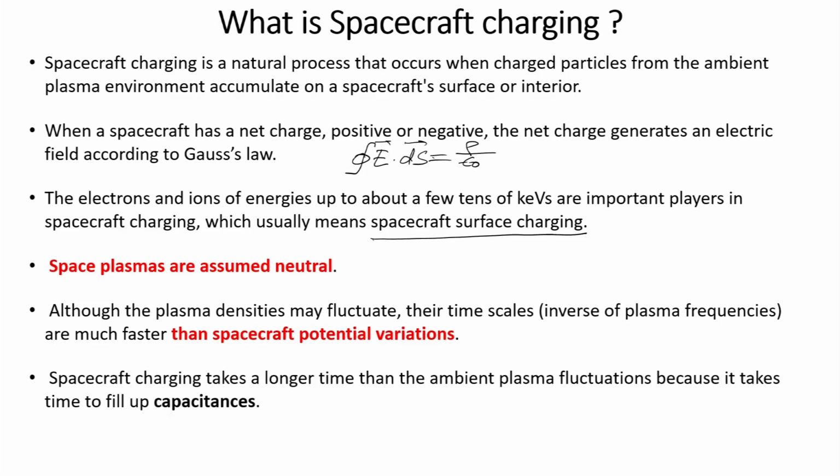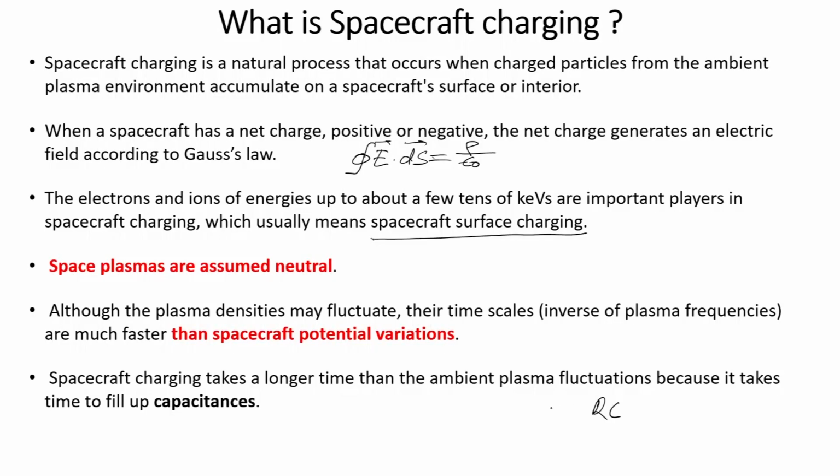So, what I mean to say is that spacecraft charging takes longer than the ambient plasma fluctuation, because it takes time to fill up the capacitor. We will consider the spacecraft itself like a capacitor. Whenever you charge a capacitor, there is a time constant, so it cannot be charged instantaneously. It will depend on the damping. It is called the RC time constant.